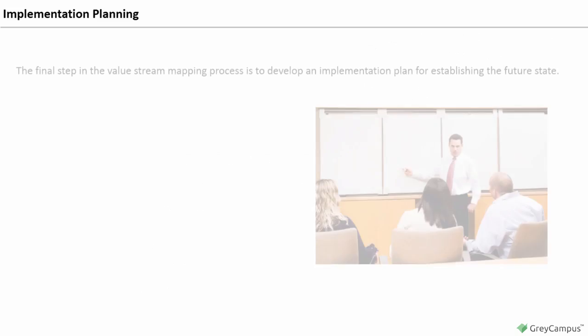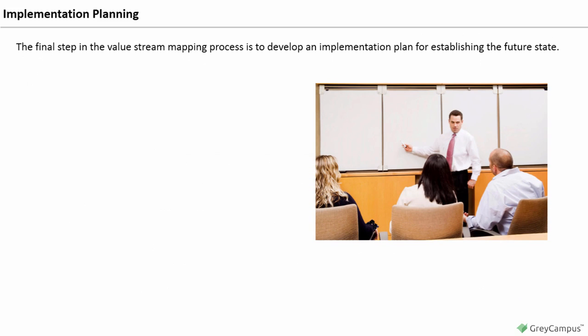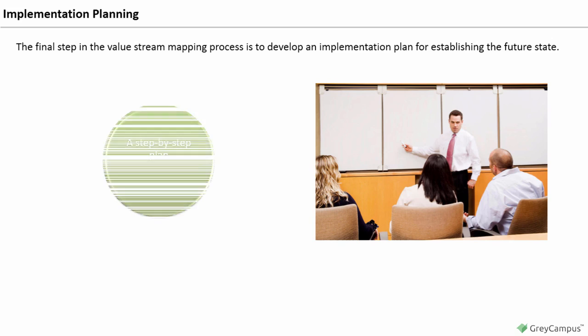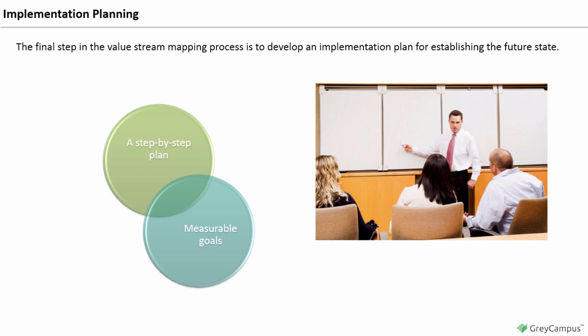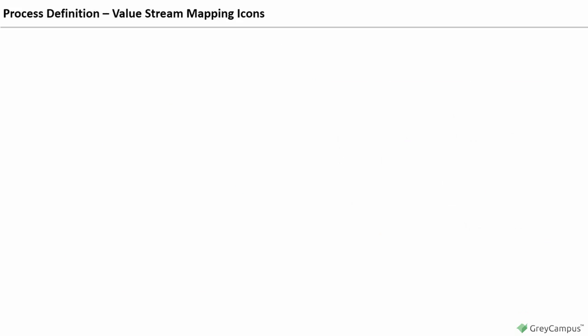Implementation planning. The final step in the value stream mapping process is to develop an implementation plan for establishing the future state. This includes a step-by-step plan, measurable goals, and checkpoints to measure progress. A Gantt chart may be used to illustrate the implementation plan. Several factors determine the speed of the plan. These include available resources and funding. The plan could take months or years to complete, and even then, there may be a need to improve upon it in the future.